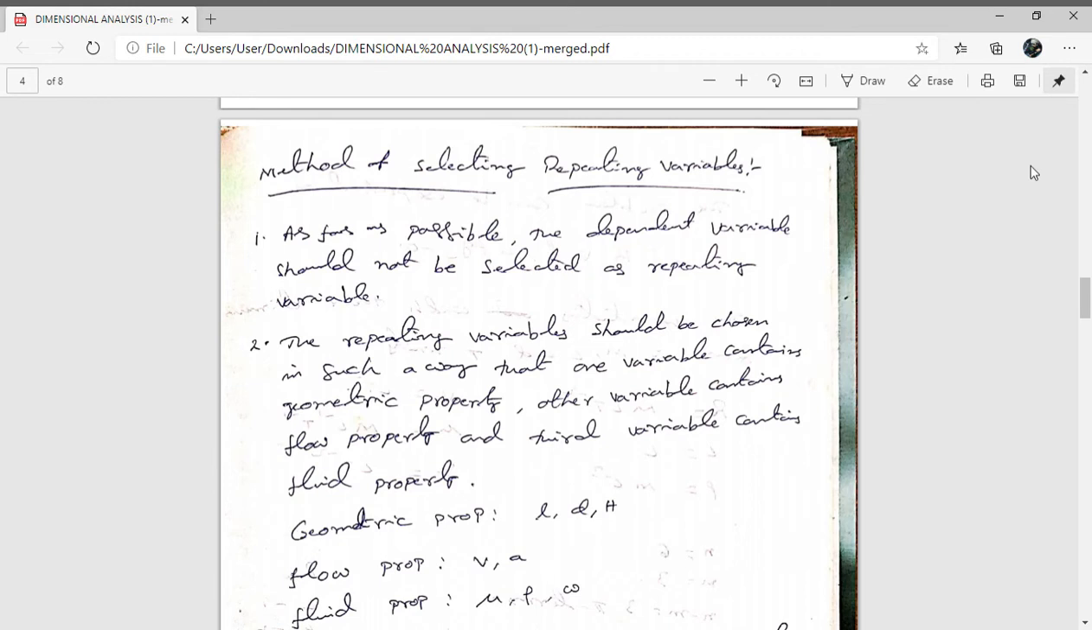Another repeating variable should consist of a flow property, either velocity or acceleration. Another repeating variable should consist of a fluid property, either dynamic viscosity, density or specific viscosity. So generally we choose these three properties as the repeating variables.